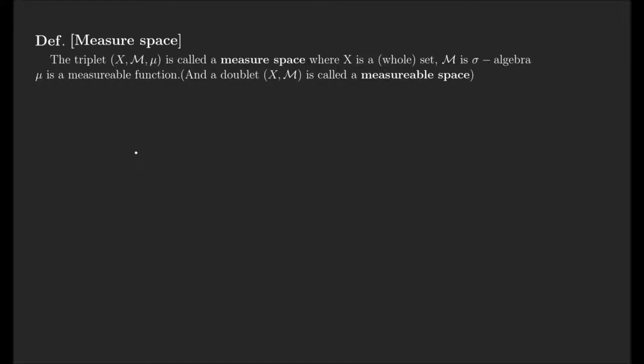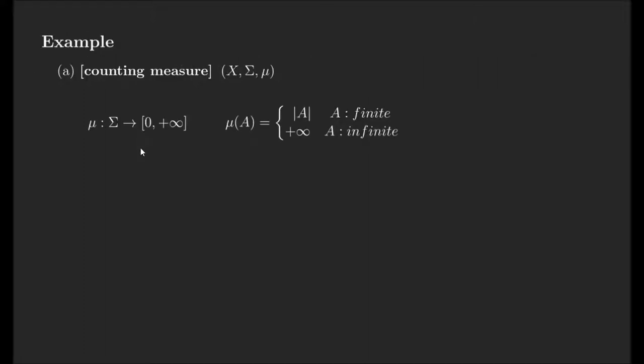Now, let's see some examples of the measure space. I'll explain two examples. One is still abstract. Why use this measure? But example B is very familiar to our life. Okay. The first example is the counting measure. Of course, in the triplet, X is the whole set. Sigma is clearly a sigma algebra, which satisfies the previous conditions. And mu is a measurable function. So mu is given on the sigma algebra into the extended real values.